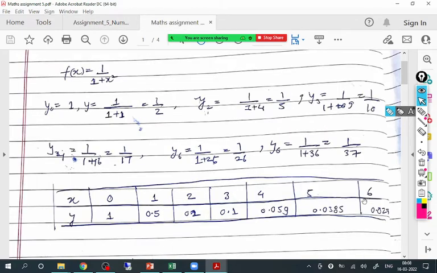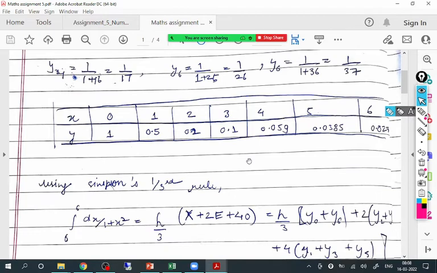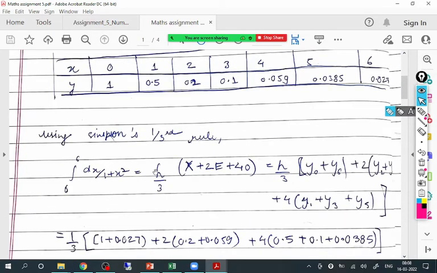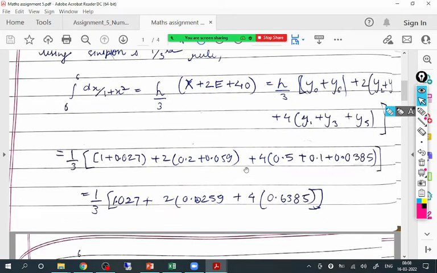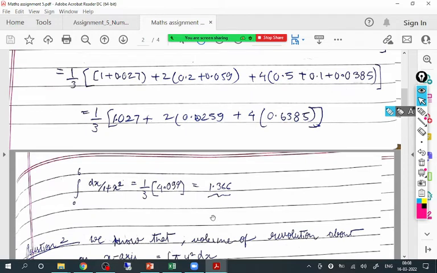Step number 1, these yi values you should calculate. I hope everyone has done that. And then the formula is h by 3 times X plus 2E plus 4O. This is the important formula. h by 3 times X, where X means the sum of extreme ordinates y0 plus y6, 2 times the sum of even ordinates, so in between you get y2 and y4 only, then 4 times the sum of odd ordinates y1, y3 and y5. Exactly correct. And then just use the calculator and you should get the answer 1.366.